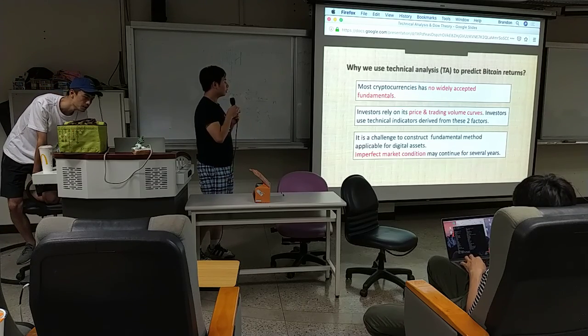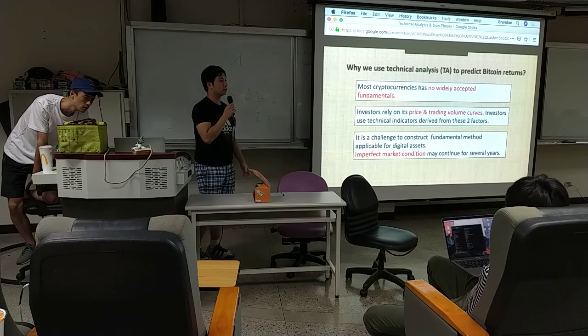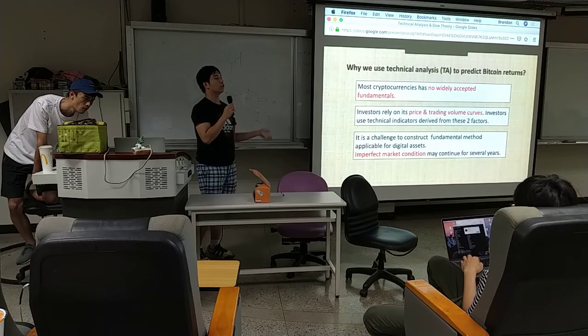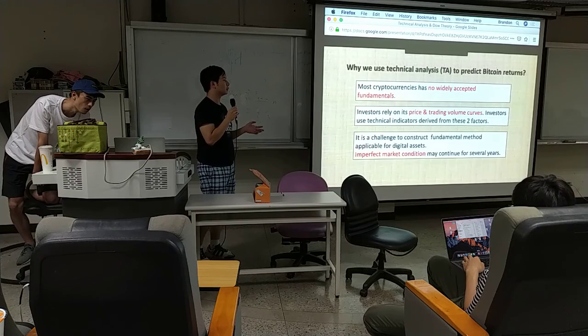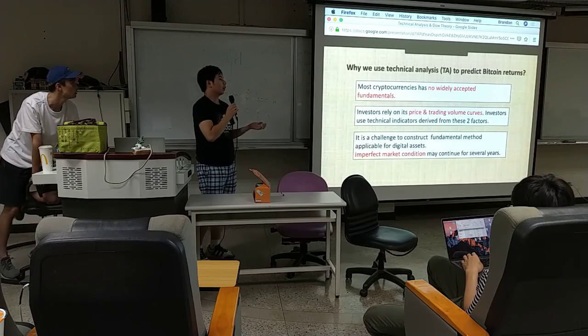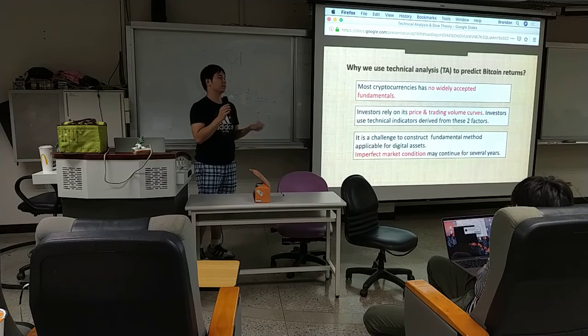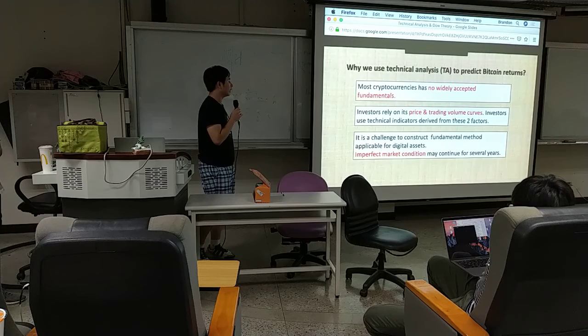The third point is it's a challenge to construct a fundamental method applicable for digital assets, because they're in all sorts of forms, and they have no governance, they have no institutions that back them up. So if today my cryptocurrency closes, I do not have to go to a government to file bankruptcy, because it's not really a company, so I don't really need to file anything.